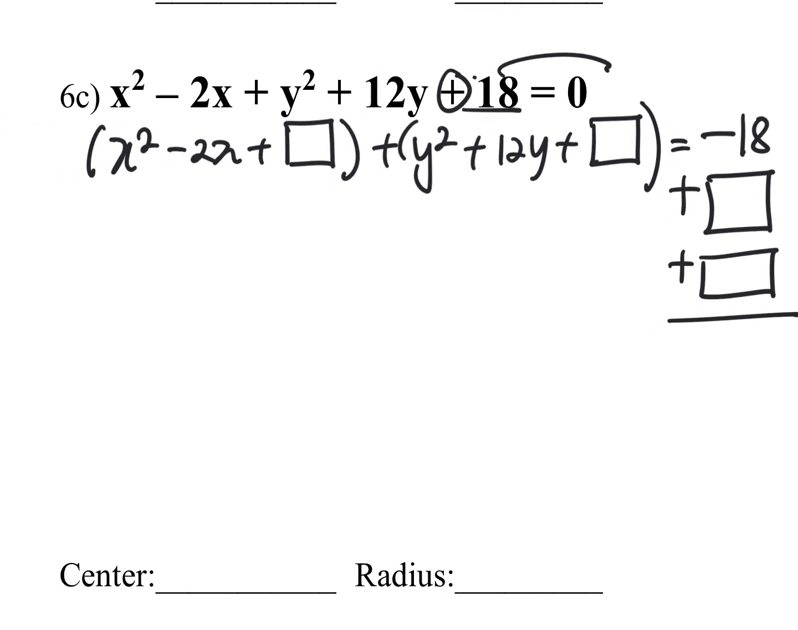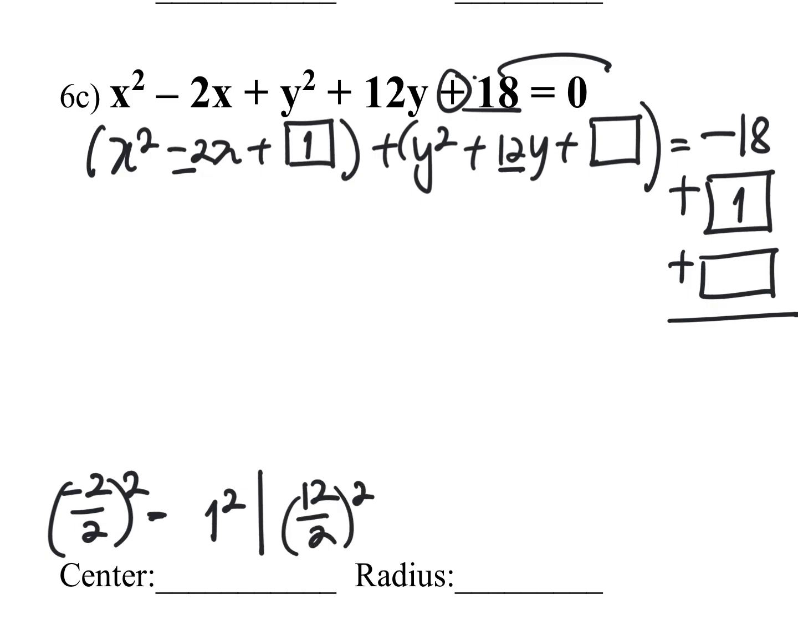Okay, so let's complete the square. On this side, my middle term is negative 2. Negative 2 over 2, and then square it. That's going to give you 1 squared, so that's going to be 1. For y squared, my middle term is 12, 12 over 2, then square it. 12 divided by 2 is 6, and 6 squared is equal to 36. So this is going to be 36, and of course plus 36 also on the other side.